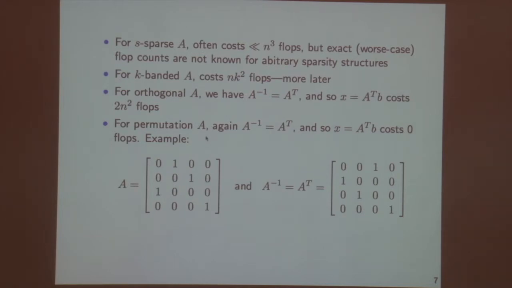And just to tell you, permutation matrices apparently are free according to our measure, but we may convince ourselves that it's more like n operations with a more generic measure of computational complexity. A permutation matrix is a special type of orthogonal matrix where there's only one 1 in each row, and its inverse is just its transpose, something you can check just by going through some examples. So solving that linear system again costs 0 flops.